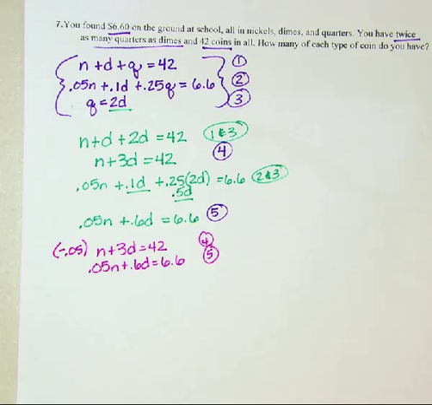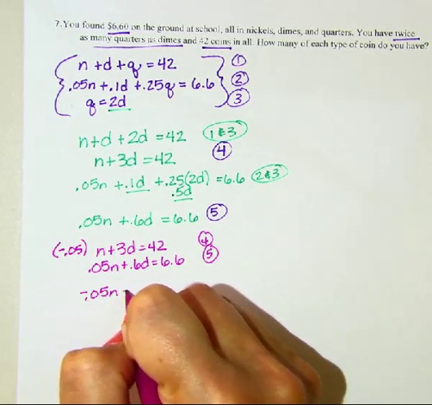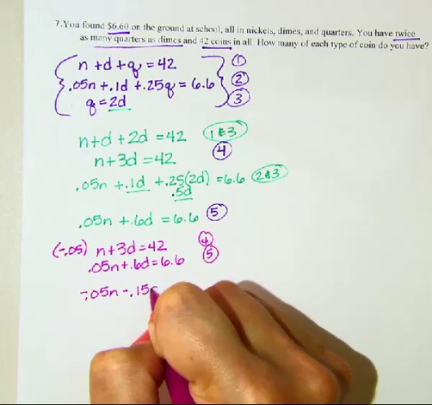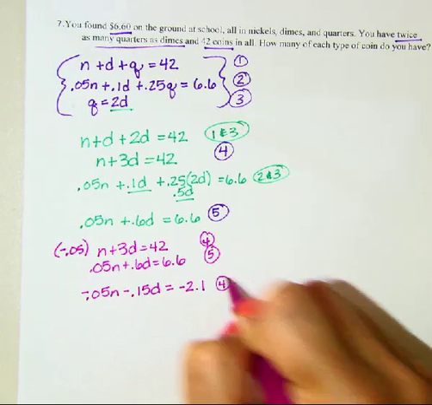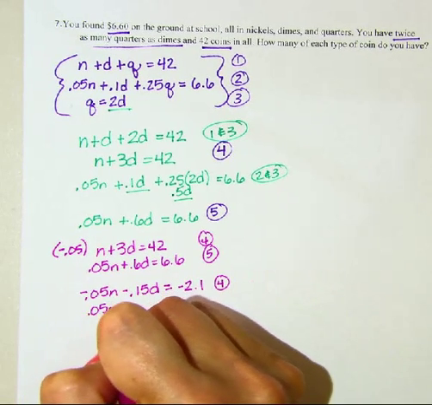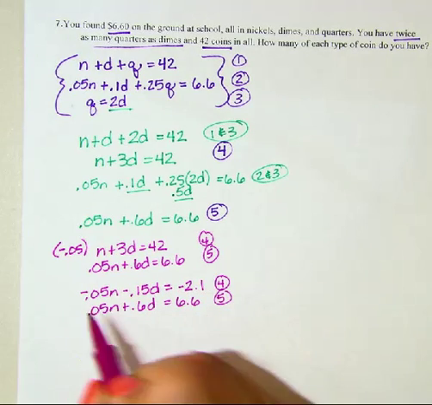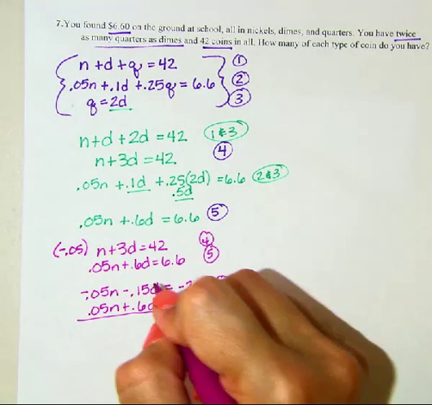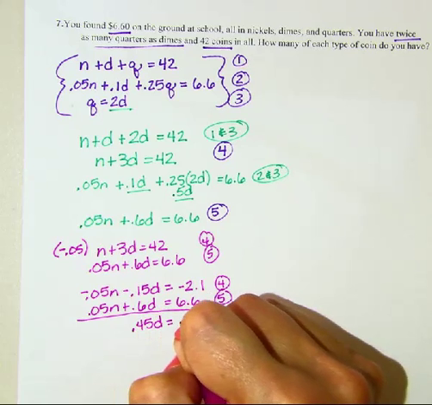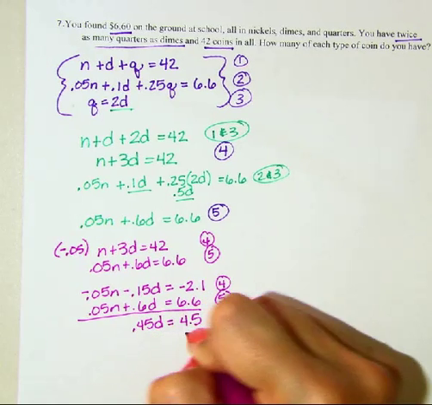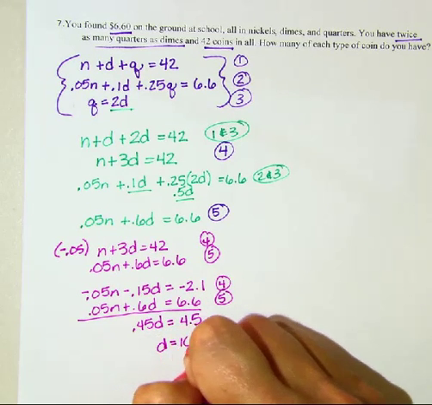Okay? So that equation becomes a negative 0.05N minus 0.15D equals a negative 2.1. So that's still equation 4, and I just rewrite equation 5. And I add them together. Okay? So if I add those together, I get 0.45D equals 4.5. Divide by 0.45, and I get D is going to equal 10.